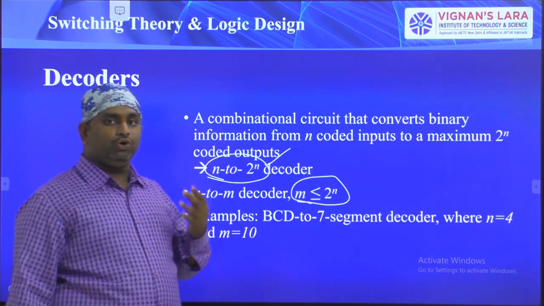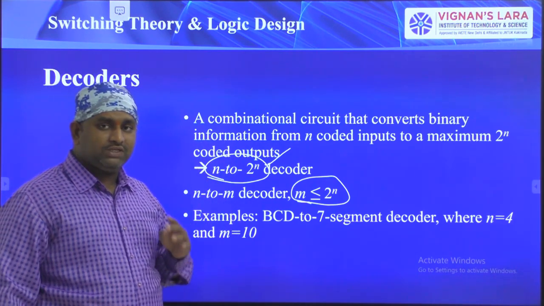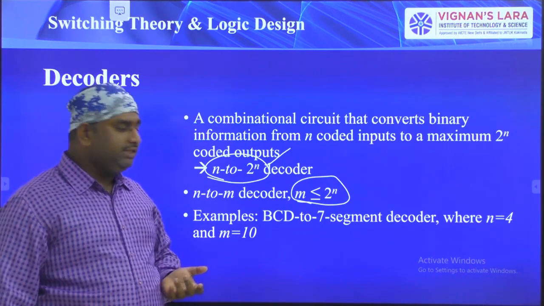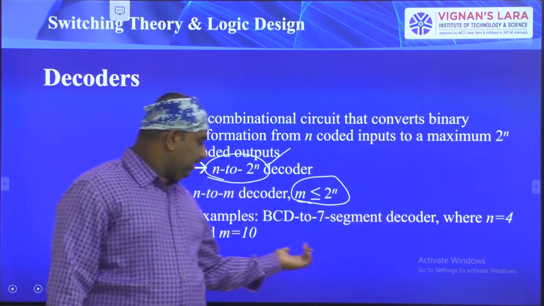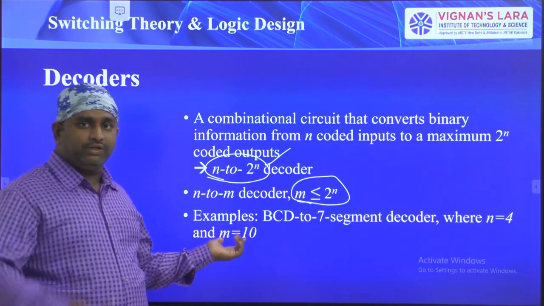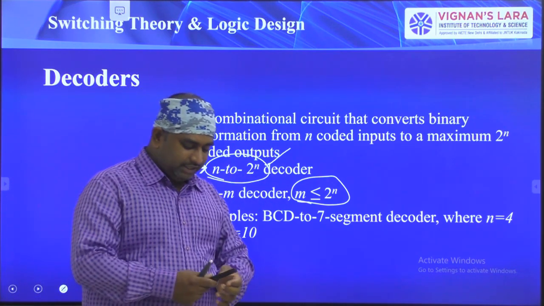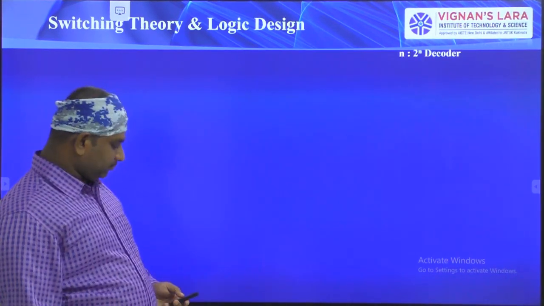Where we are giving 0 to 9, there are 4 bits. By using 4 bits, we are giving 0 to 9 information. With that I got totally 10 outputs, so 10 combinations I am getting. Okay, so that we will see in the next concept.